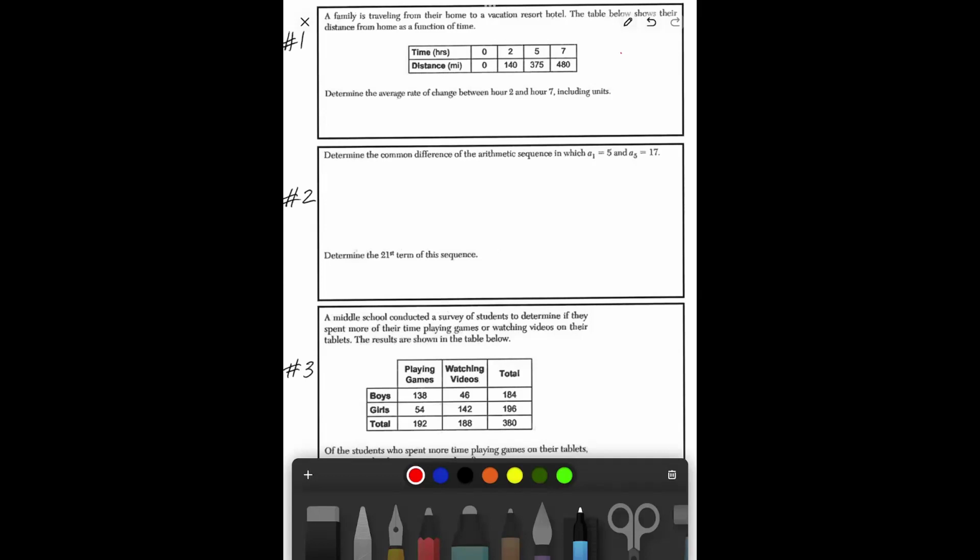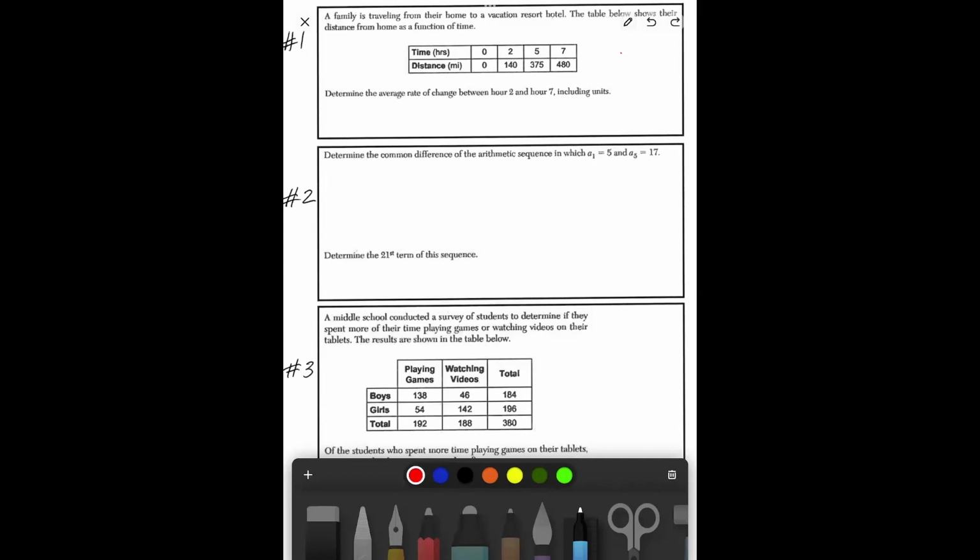I did question number one by finding the slope, or the average rate of change, using y2 minus y1 divided by x2 minus x1. I could also use that on this one, but I'm going to show you how to use the spreadsheet instead, because they also want us to find the 21st term. If we can come up with the equation, it'll be easy to find the 21st term. So let me read this.